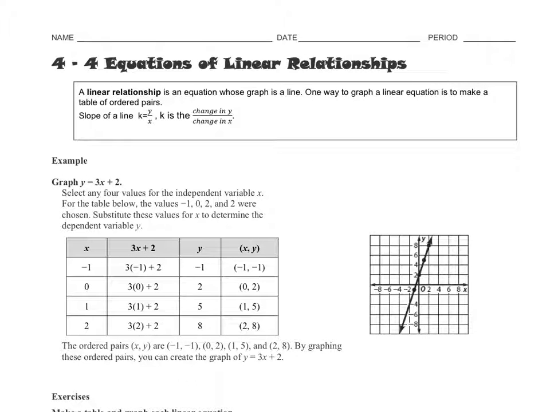Okay, so a linear relationship is an equation whose graph is a line. One way to graph a linear equation is to make a table of ordered pairs. Slope of a line is k equals y over x, and k is the change in y over the change in x. And we've talked a lot about that, and we talked about changing the tables from here to here. Then we would say, oh, it's going up 3, and we can find our equation that way.